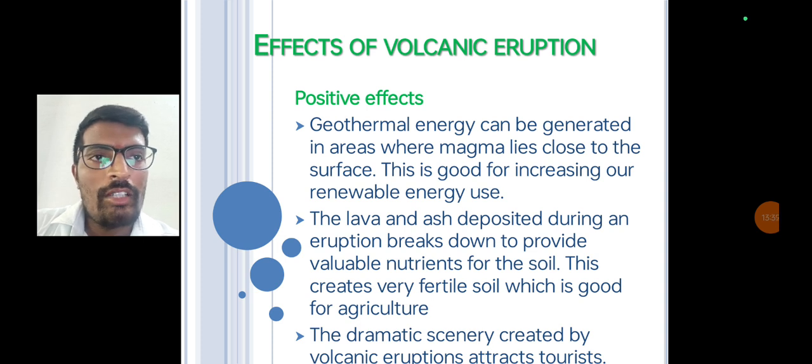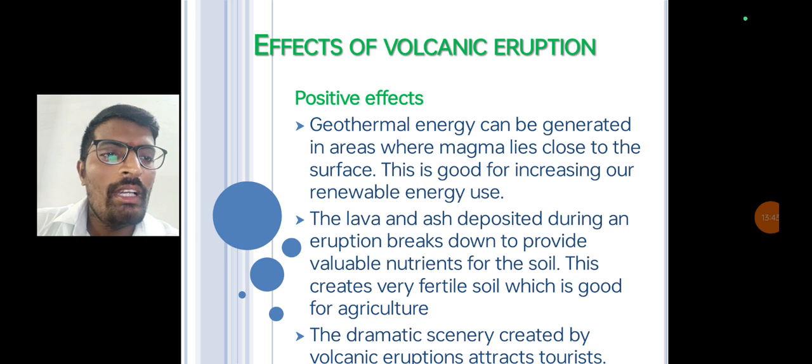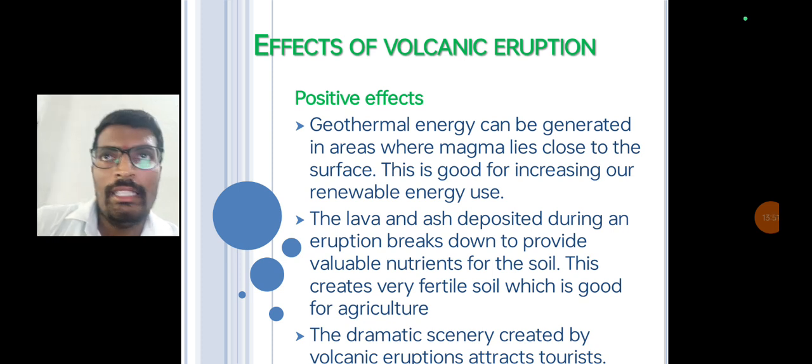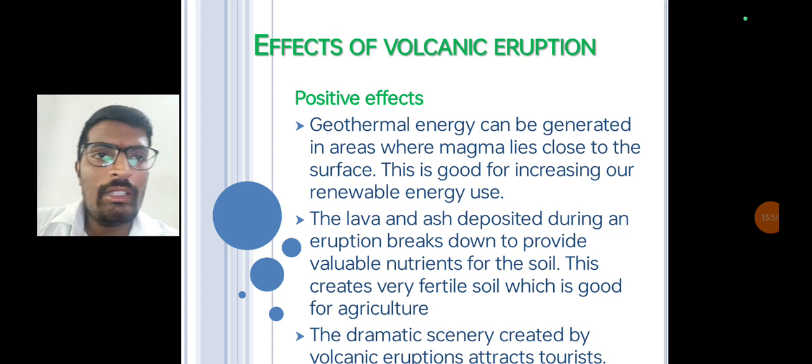The third positive effect is that dramatic scenery is created by the volcanic eruption. It attracts tourists and also adds to the revenue from that region. So it is one of the sources of income for the nation or that region. These are the positive effects.